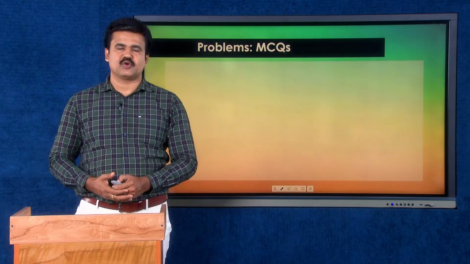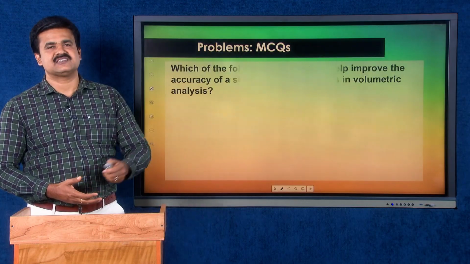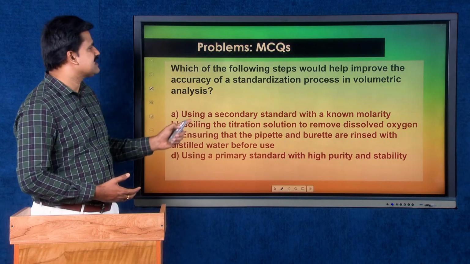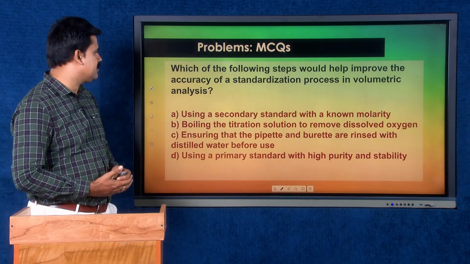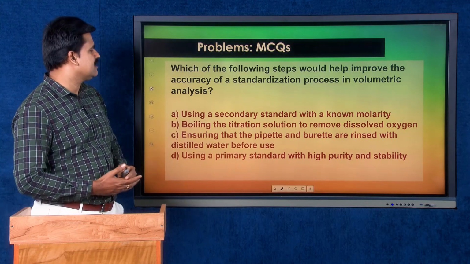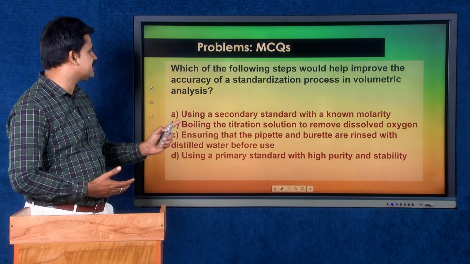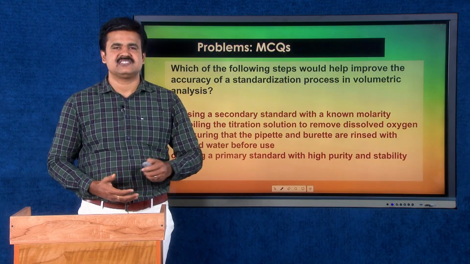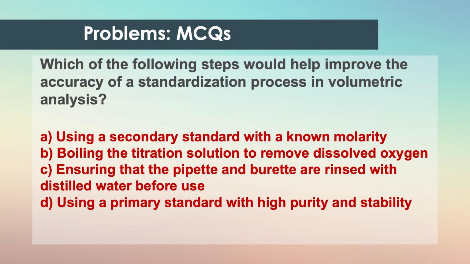Now we can have some problems based on the concept learned. This is the first MCQ. Which of the following steps would help improve the accuracy of a standardization process in volumetric analysis? Using secondary standard with known molarity, boiling the titration solution to remove dissolved oxygen, ensuring that the pipette and the burette are rinsed with distilled water before use, using primary standard with high purity and stability. It is very clear that your answer is option D: using primary standard with high purity and stability.